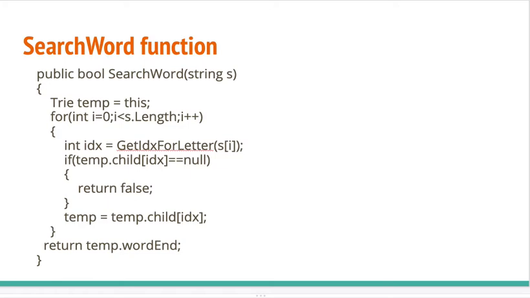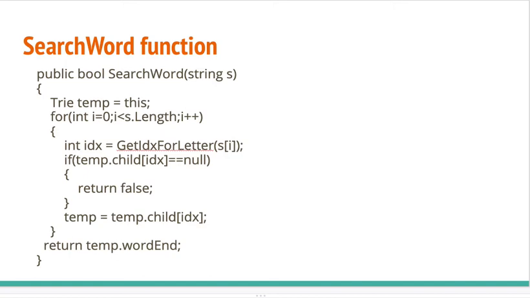So for each character, we are going to get the index. This get idx for letter is being used in the add string function as well as the search word function, so that both of them are using the same logic in order to get it right. So if temp dot child of idx is equal to null, that means you are searching for a word which is not existing in the trie. In that case you will say okay, I don't have this word, so you return false.